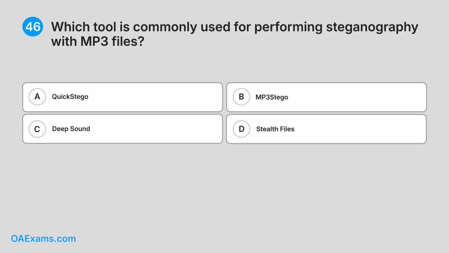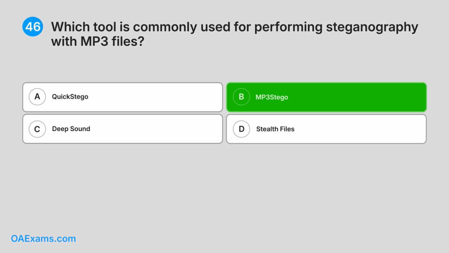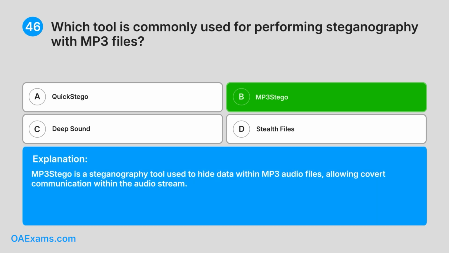Correct answer. B. MP3 Stego. Explanation. MP3 Stego is a steganography tool used to hide data within MP3 audio files, allowing covert communication within the audio stream.